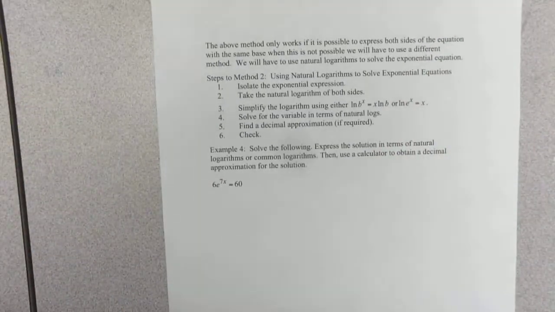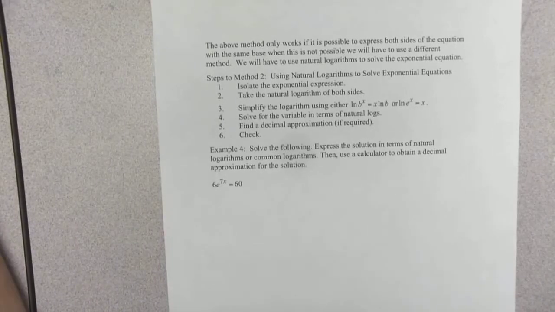The above method only works if it's possible to express both sides of the equation with the same base. When it's not possible, we'll have to use a different method. We will have to use natural logarithms to solve the exponential equation. Now, I've just gone with natural logs here. In reality, you could use whatever logarithm you wanted: common logs, base 10, log base 3, log base 4. We're just going for natural logs because that's what most people do. But you can use whatever logarithm you want, really.